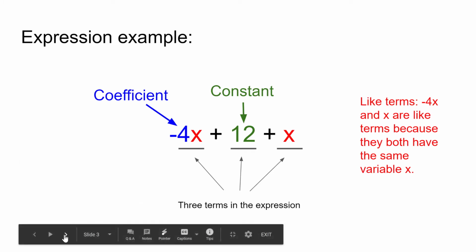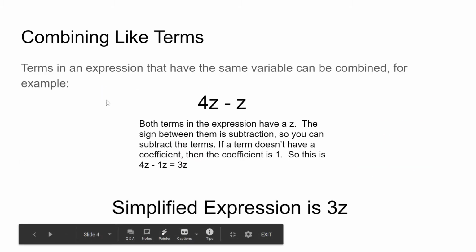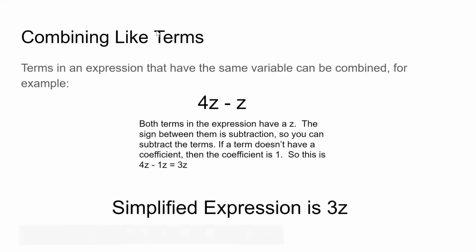So let's look at one more quick slide here. Now, one thing that we can do with like terms is we can combine like terms, meaning put them together. So terms in an expression that have the same variable can be combined. For example, if I have an expression like 4 times z minus z, both terms in this expression have a z. The sign between them is subtraction, so you can subtract the terms.